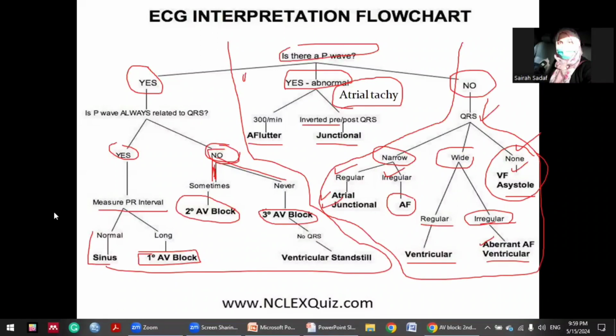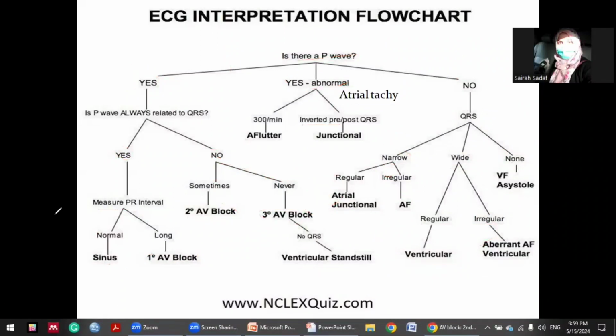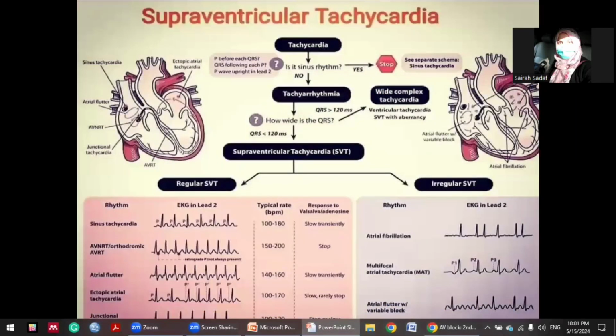And I'm clearing this picture so you can take a screenshot of this. And I will show you another picture. You can also take a screenshot of that because these are very important classifications of tachyarrhythmias. Just take a screenshot of this as well.